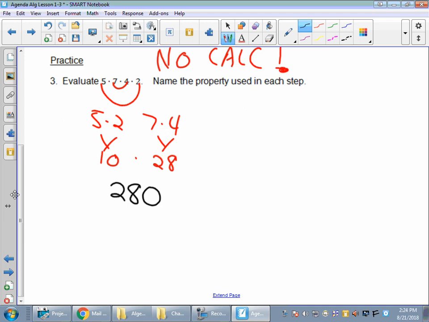So what property did we use there? Well, we used the commutative property because we're changing the order of the numbers. It was 5 times 7 times 4 times 2. We decided to go 5 times 2 and 7 times 4. We'll get the same answer either way. So the first step we used was the commutative property. And then when we just got down here where it was 10 times 28, that was just substitution because we were just doing the actual calculation.